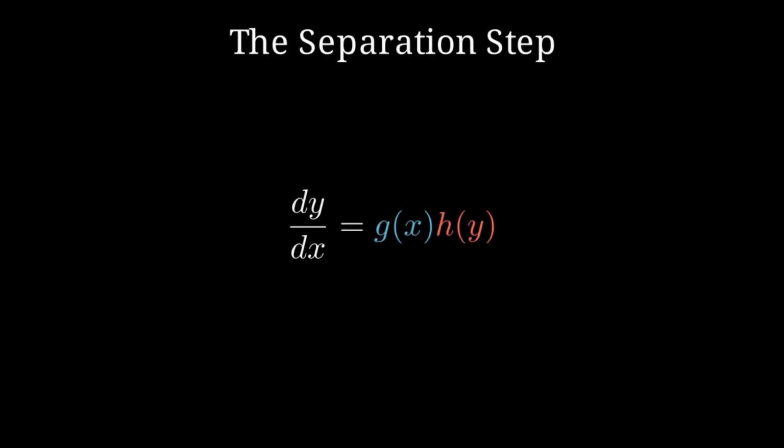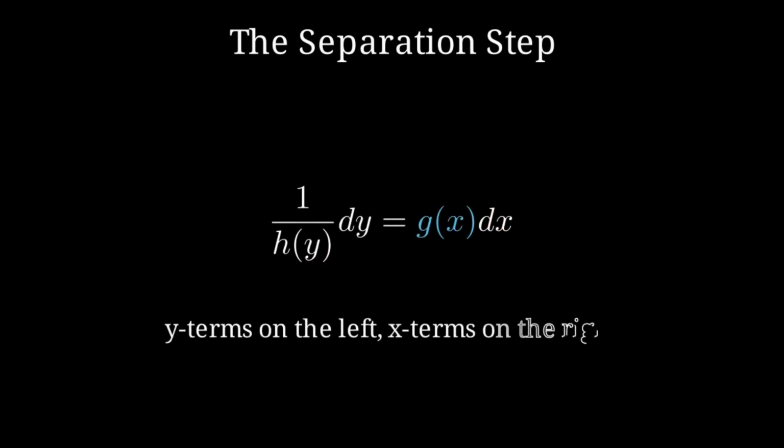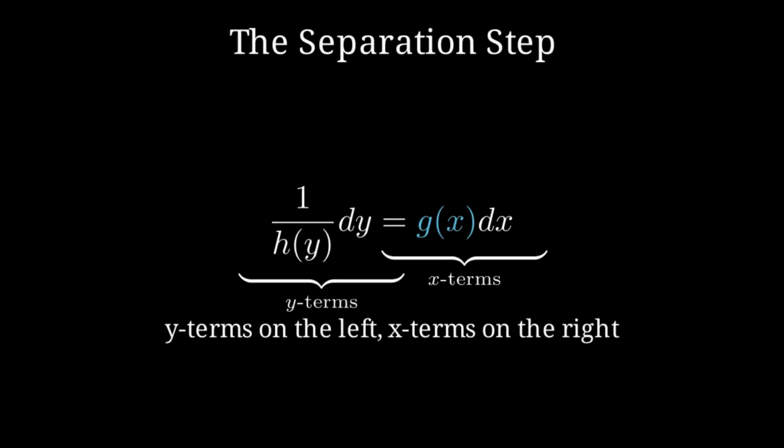The first step is to rearrange the equation so that all terms involving y are on the side with dy, and all terms involving x are on the side with dx. We do this by dividing both sides by h of y and multiplying both sides by dx. Now, the variables are completely isolated from one another.